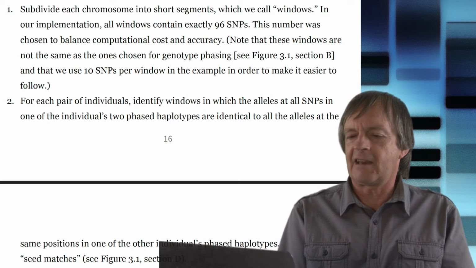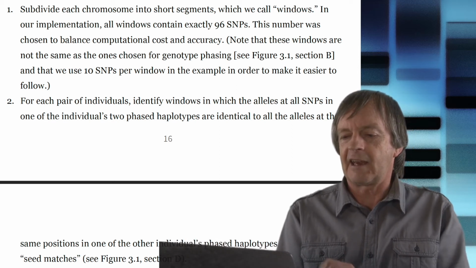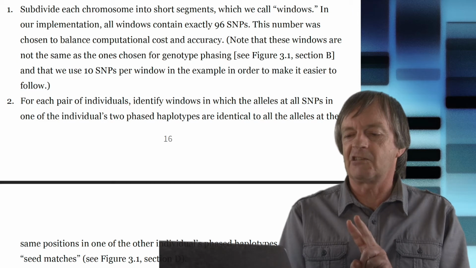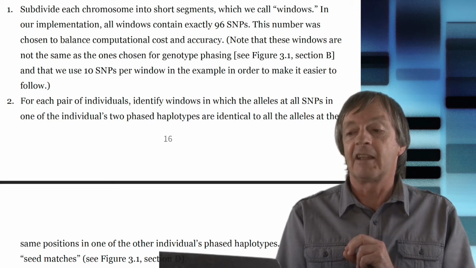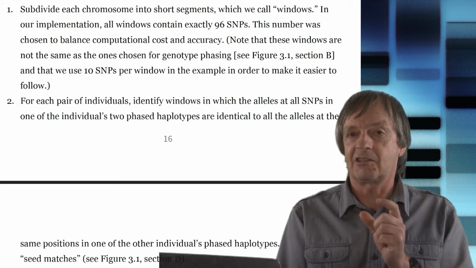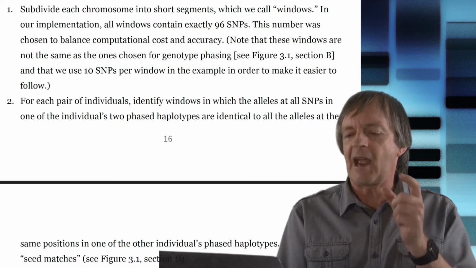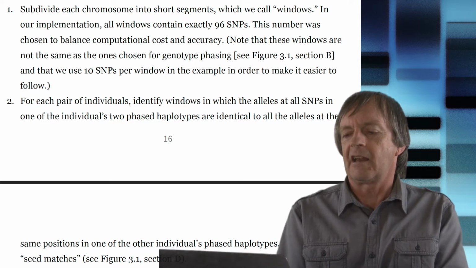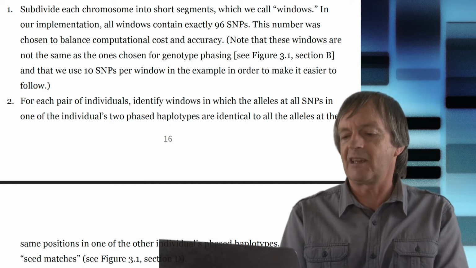Now, for the second step, they take two individuals, or for each pair, they will then identify the windows, those short 96 segments that match. And for those, they call them a seed, so they've matched the two individuals.